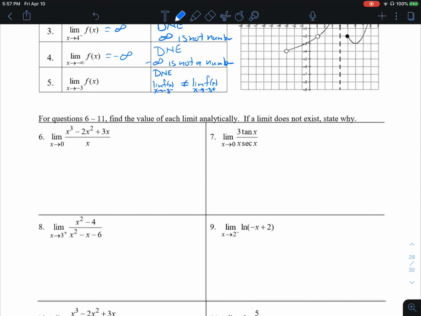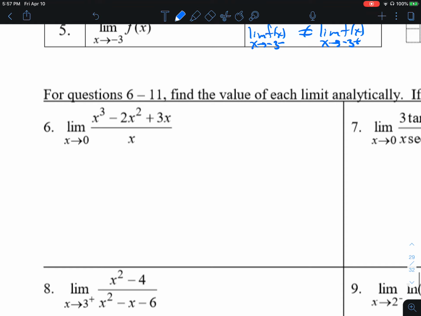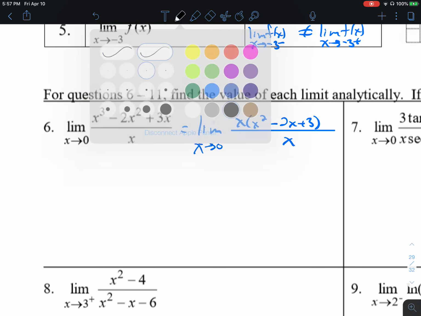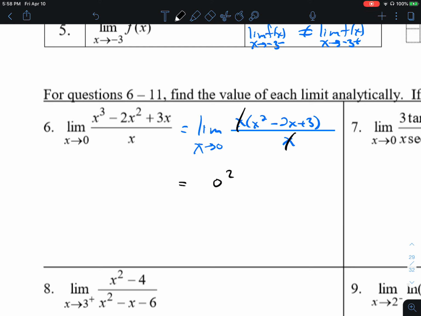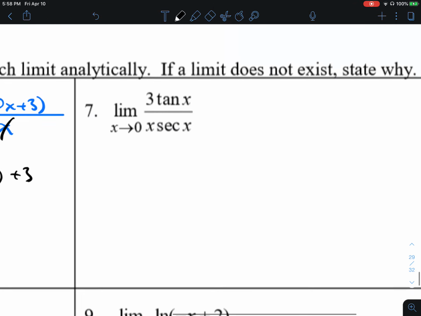Questions 6 through 11, find the value of each limit analytically. If the limit doesn't exist, state why. Well, for number 6, we could factor an x out of the numerator, giving us x times the trinomial x squared minus 2x plus 3. Cancel an x from the top and the bottom. Then you can evaluate this limit by putting 0 in for the x's. And this ends up being 3.